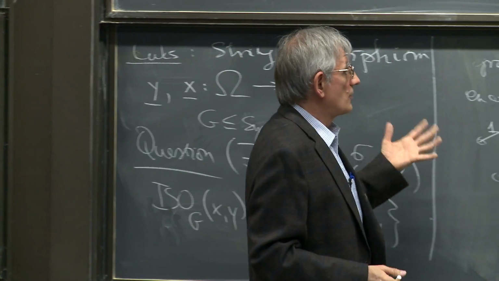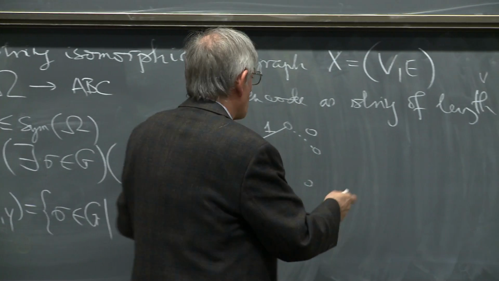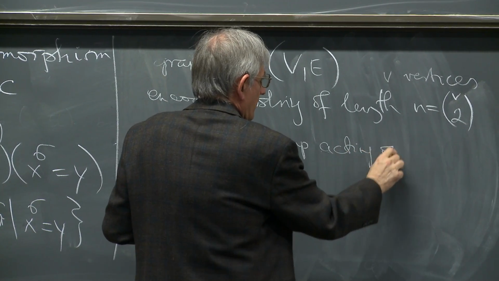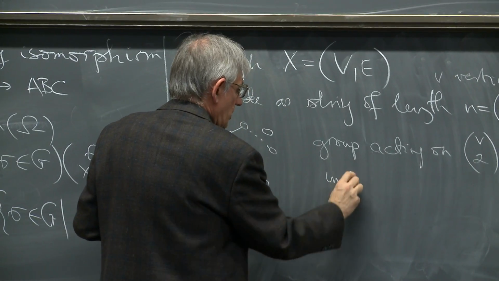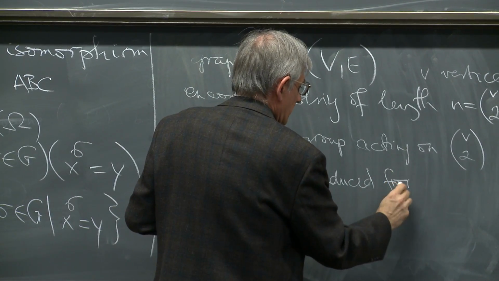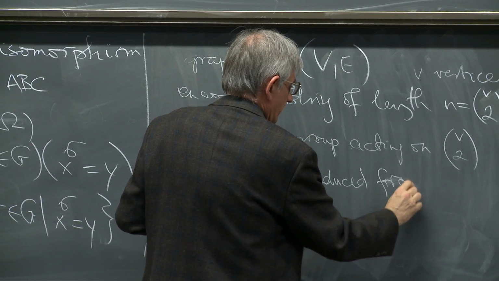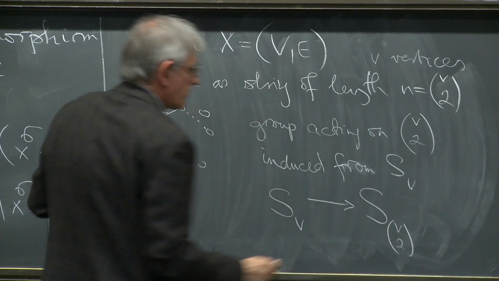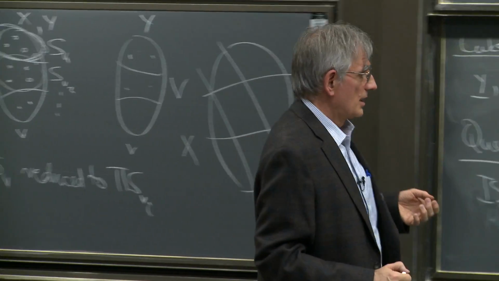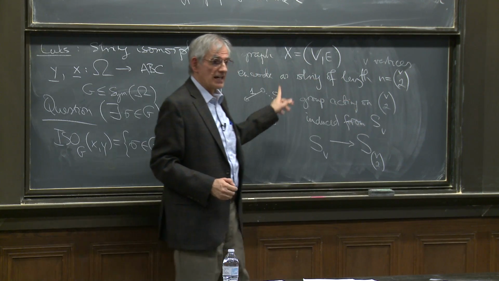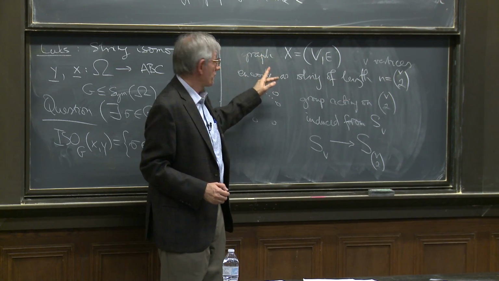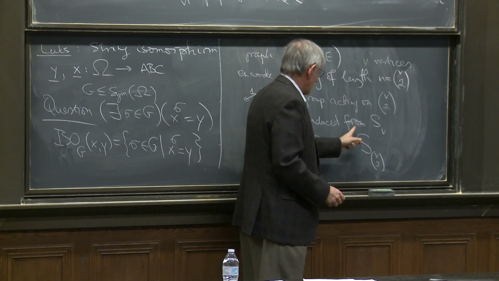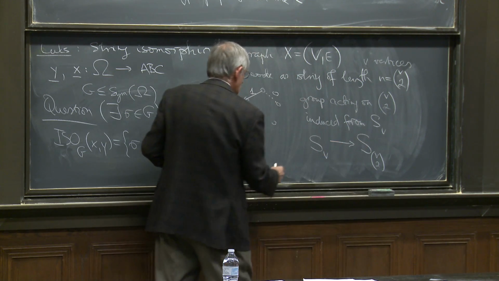That encodes the graph. And now what encodes graph isomorphism is actually the group induced. Okay, so it acts on this V choose 2, but it is induced from the symmetric group of degree V. Okay, so I have a map from the symmetric group of degree V to the symmetric group of degree V choose 2, and that induced action is the one that defines isomorphism of graphs. So two graphs are isomorphic under the symmetric group of degree V if and only if the corresponding strings are isomorphic with respect to the group.